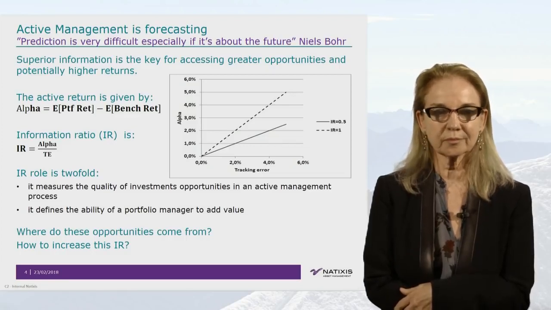Nathalie, when we look at the information ratio, we see that it's a function of alpha, but also tracking error. It seems to me that tracking error is a risk budget that is set by the asset owner, by the investor, and not by the asset manager. Could you comment on this?